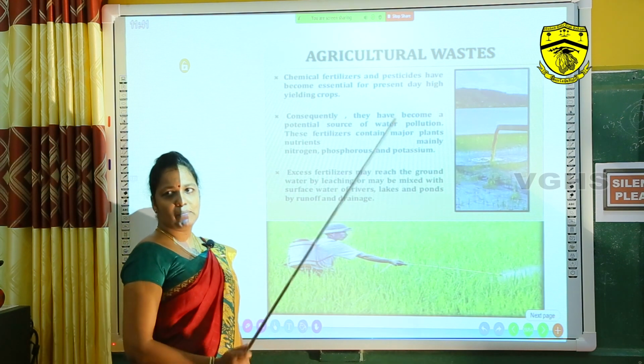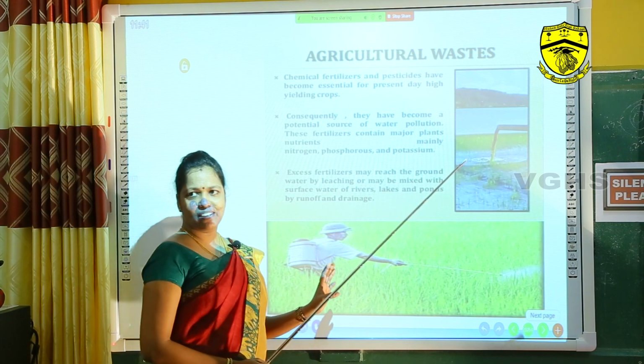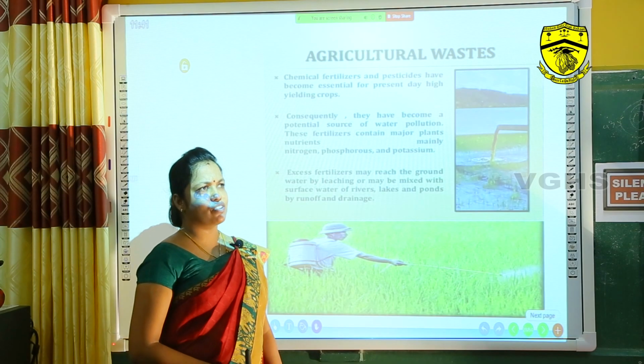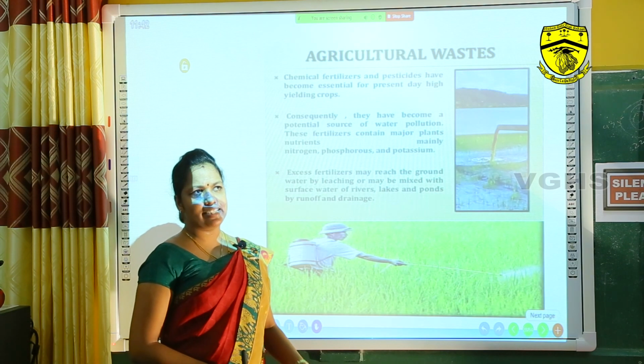So the first example is agricultural wastes. Chemical fertilizers and pesticides have become essential for present day high yield crops. You know that weedicides, pesticides and fungicides are used as chemicals in our fields to get a lot of harvest from it. So that's not good for our health. You know that organic products are very important. That is also expensive nowadays, but health is also maintained from it.